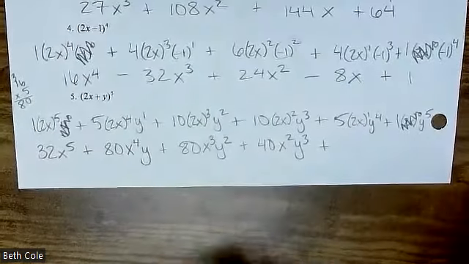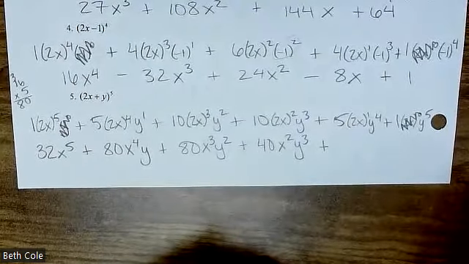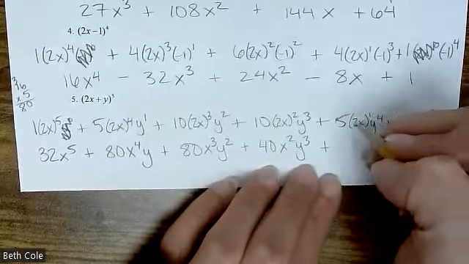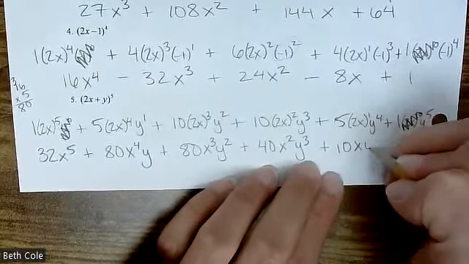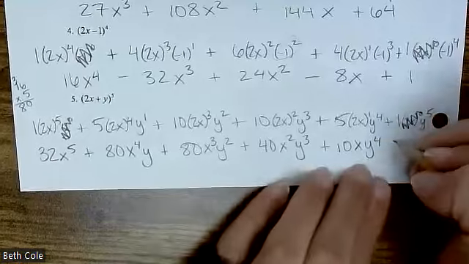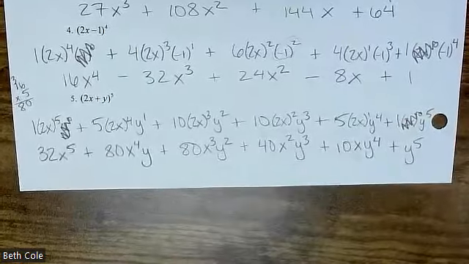What's the next one? Some of you have stopped writing, so I know you did it ahead of me. I know you are. 10. It's 2 to the 1st is 2 times 5 is 10. x, y to the 4th. And then that last term is just y to the 5th.